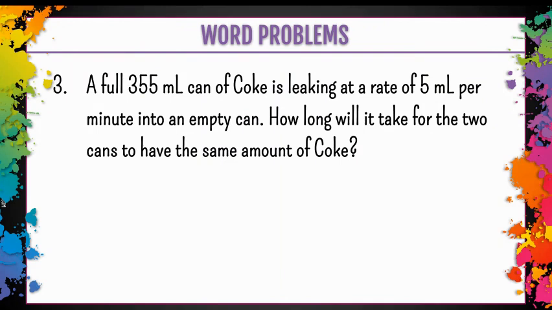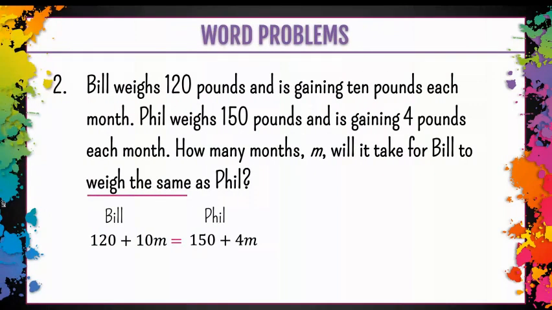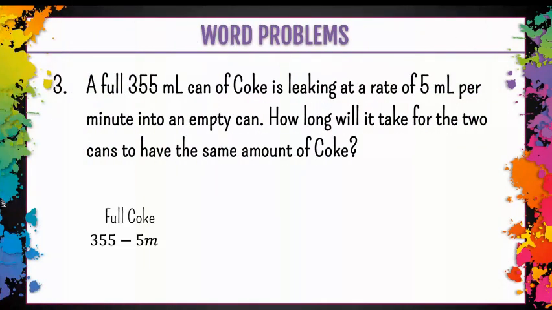Okay, if it is leaking, that means it's going to be a negative 5x. So we start for our full can, 355 minus 5 milliliters per minute.